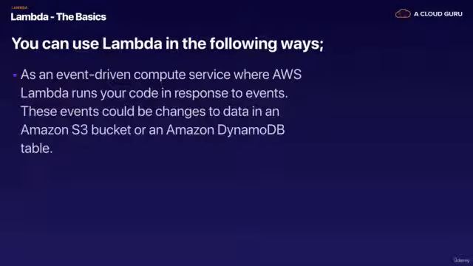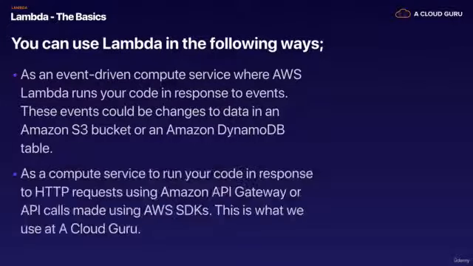So you can use it as an event-driven compute service where AWS Lambda runs your code in response to events. And these events could be changes to data in an Amazon S3 bucket or a DynamoDB table, etc. And those event-driven compute services are called triggers. And then you can also use it as a compute service to run your code in response to HTTP requests using Amazon's API Gateway or API calls made using the AWS SDKs.